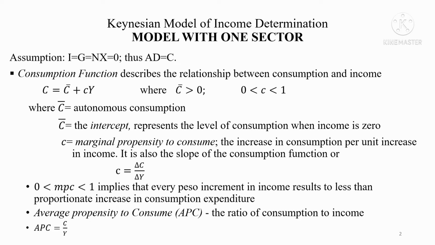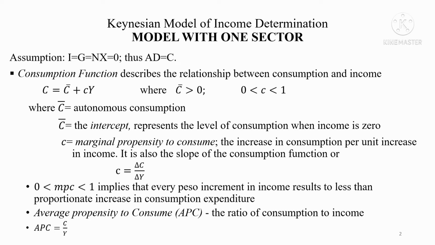Now we will define the consumption function. The consumption function describes the relationship between consumption and income. It is expressed as C is equal to C bar plus c times Y, where C bar is greater than 0, or positive, and the small c is between 0 and 1. C bar here is called the autonomous consumption, or the level of consumption when income, or Y, is 0.